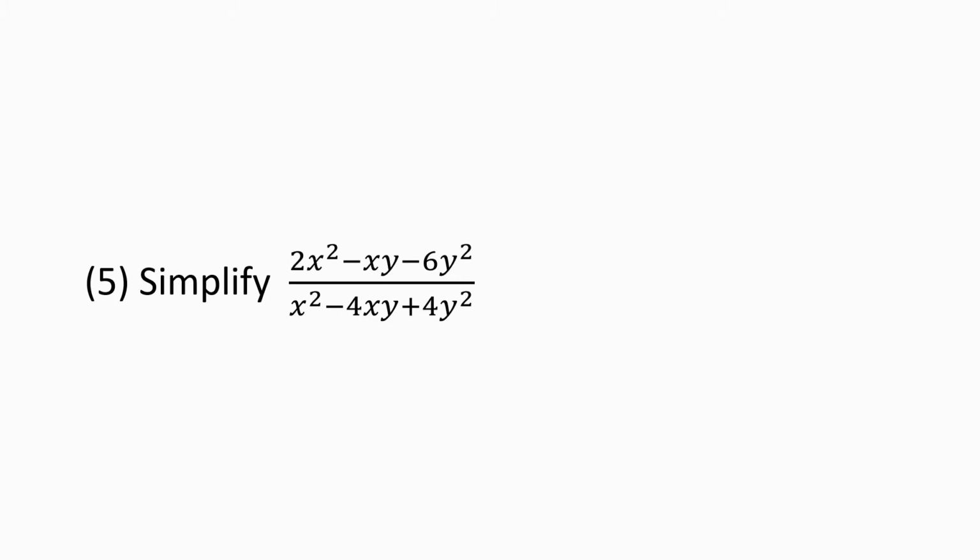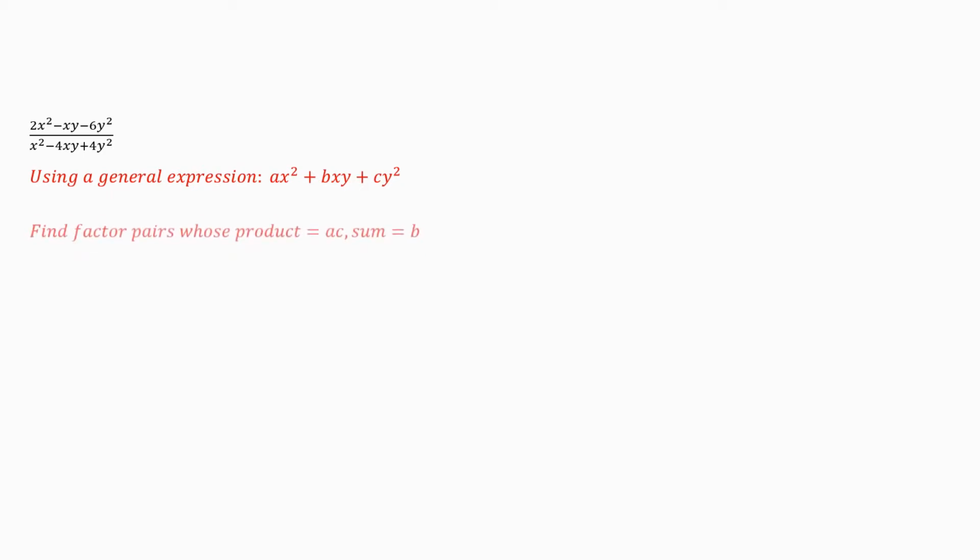Question 5. Simplify 2x squared minus xy minus 6y squared over x squared minus 4xy plus 4y squared. So to simplify this expression, we need to factorize, and assuming we have a general expression ax squared plus bxy plus cy squared, to factorize, you need to find the factor pairs whose product is equal to a times c, and the sum is equal to b.